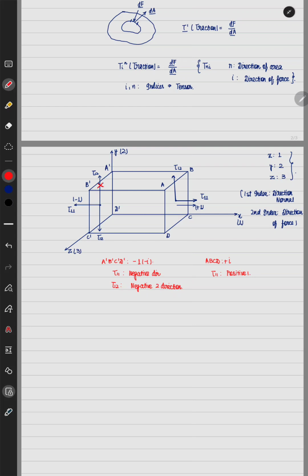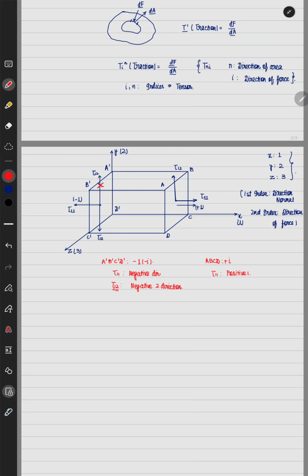This 2 represents the direction of force. So in which direction of force? In the direction 2, but along positive 2 or negative 2, that will be decided by this particular one. If 1 is oriented along positive, then 2 will also be oriented along positive. If 1 is oriented along negative, 2 will be oriented along negative.